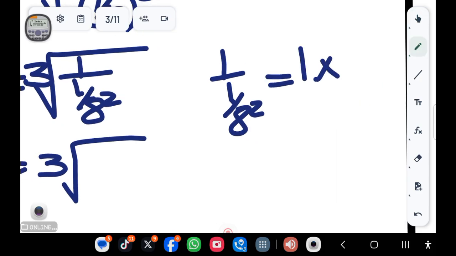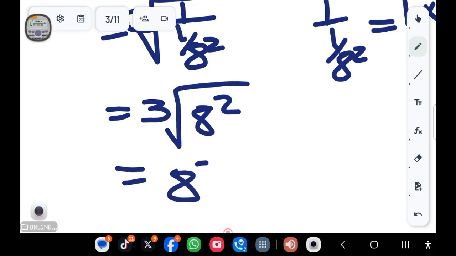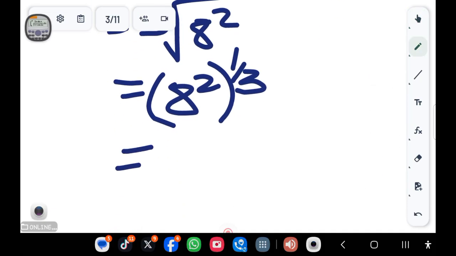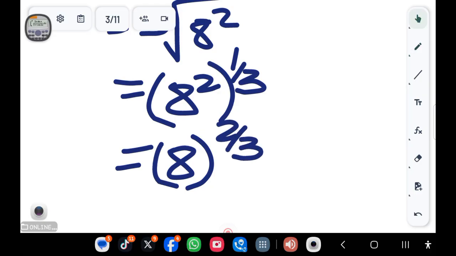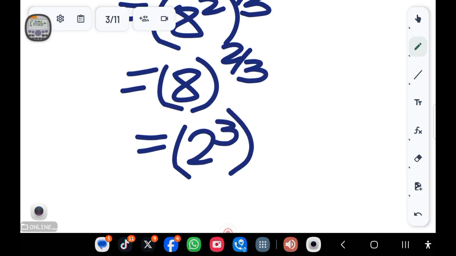that is equal to 1 over 1 times 8 squared over 2, you flip it upside down, and that becomes simply the cube root of 8 squared, which is equal to 8 squared all raised to the power of 1 over 3, and that gives you 8 all to the power of 2 over 3. We know that 8 can be written as 2 cubed, so that is 2 cubed all raised to the power of 2 over 3.